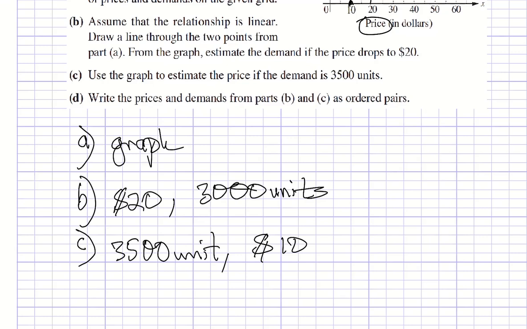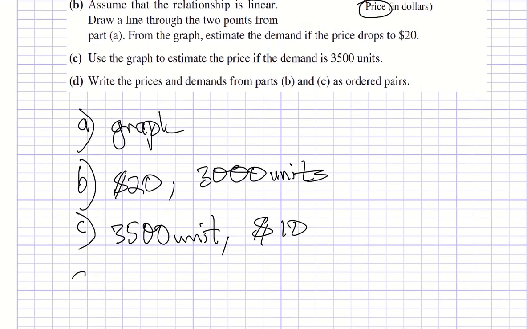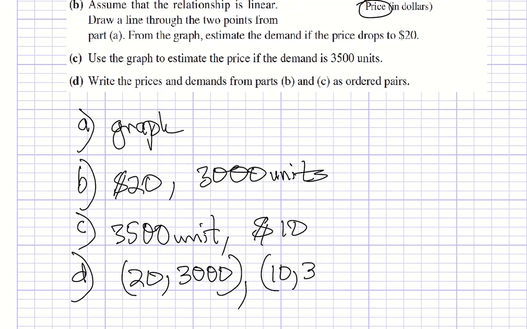So we do number D. What does it say? Write the price and demand from parts B and C as ordered pairs. Okay, D from B and C. B is 20. Price goes first because price is on the x-axis, and then 300 units. And then 3,500 units, like that. That's what they want. So that's what we just did. I think we're done with that problem.